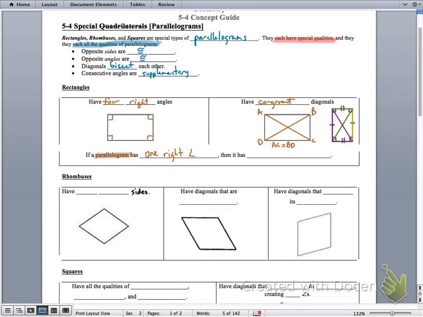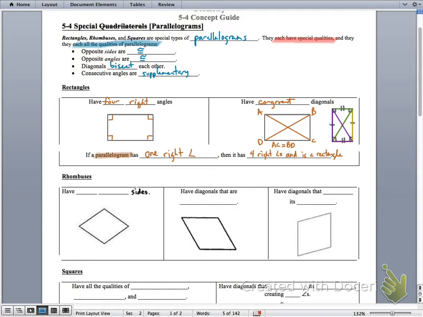If a parallelogram has 1 right angle, well, then the parallelogram has 4 right angles, and therefore it is a rectangle. You cannot have a parallelogram with only 1 right angle. It will have 4 of them if it's got 1 of them.